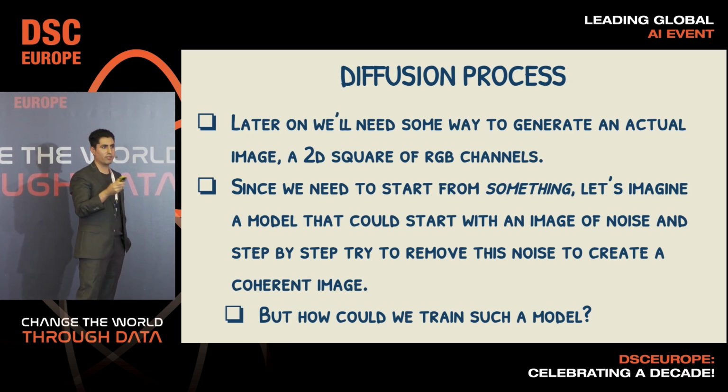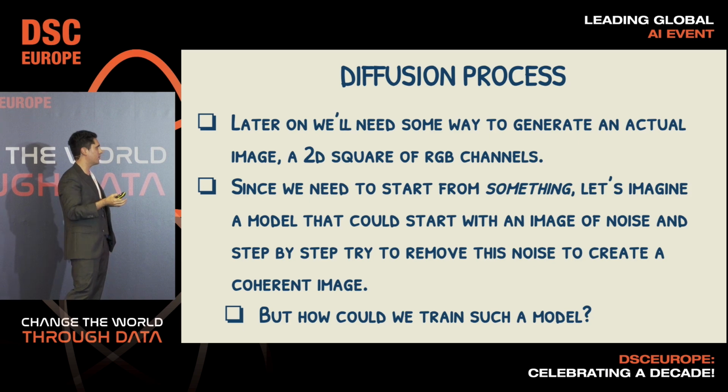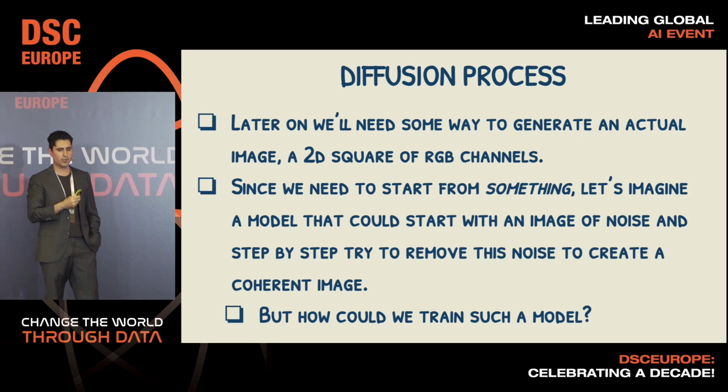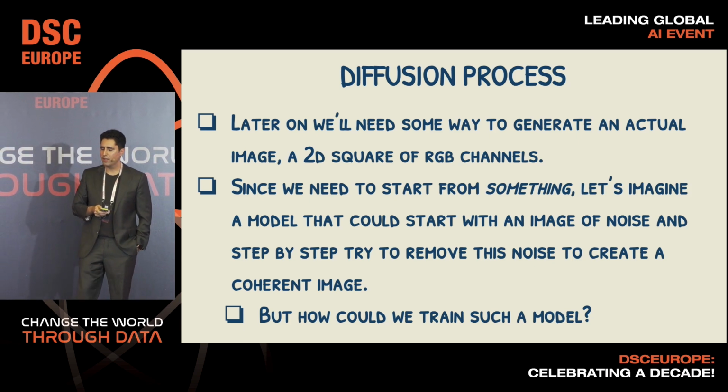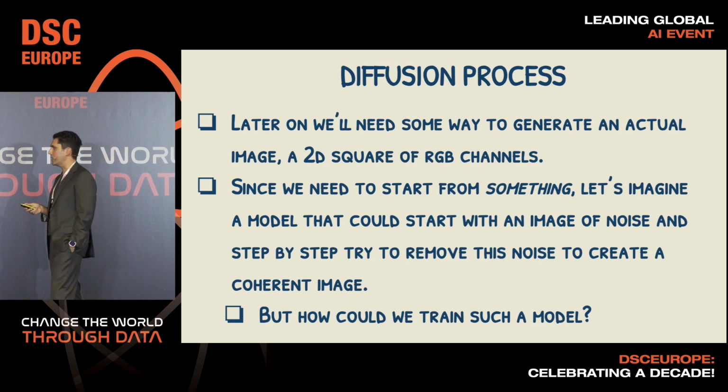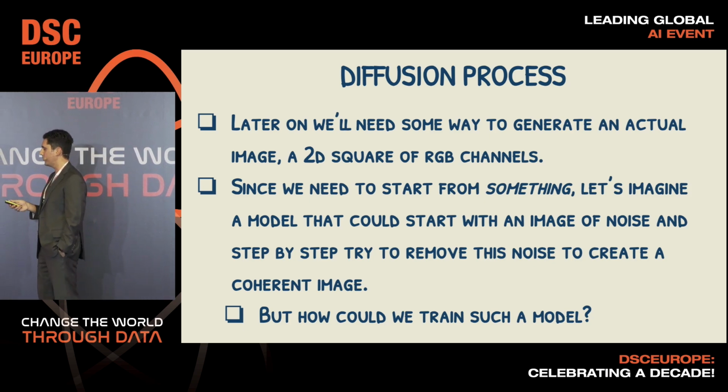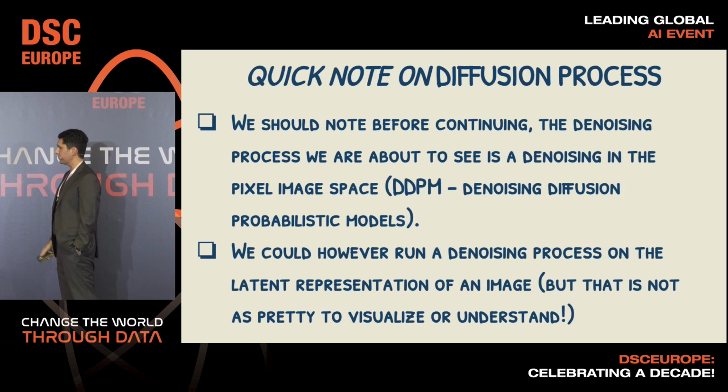And if you glanced at these papers, you have some understanding of like, oh, OK, they're doing some sort of denoising. But how do we actually train this model to remove this noise? A quick note on this diffusion process.